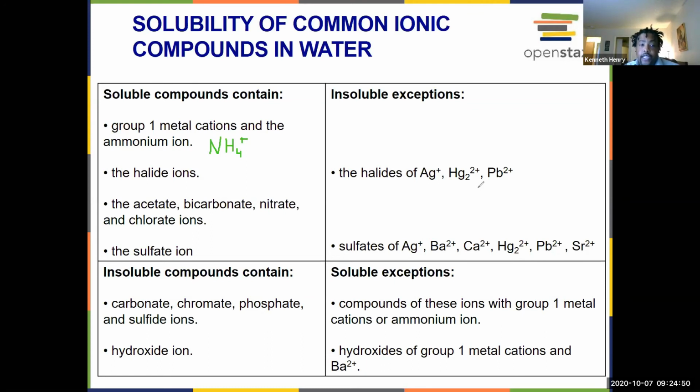Okay? Now, sulfates are going to be soluble except with silver, barium, calcium, mercury one, lead two, and strontium. So basically, sulfates are going to be soluble with everything except silver, group two metals, mercury one, and lead two. Okay?